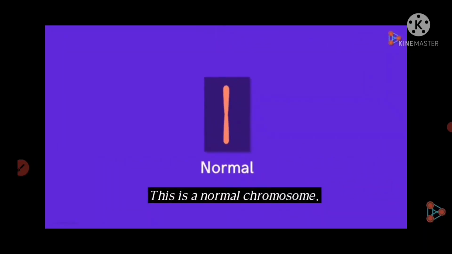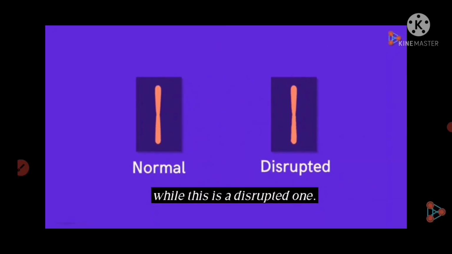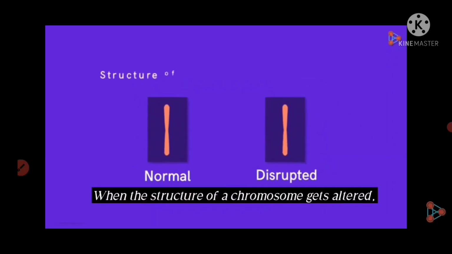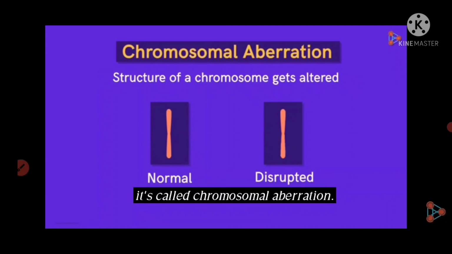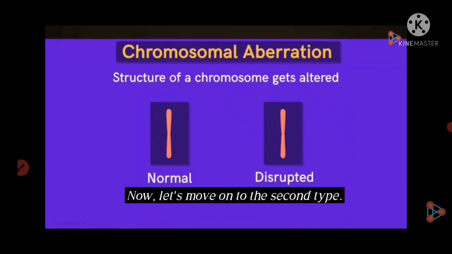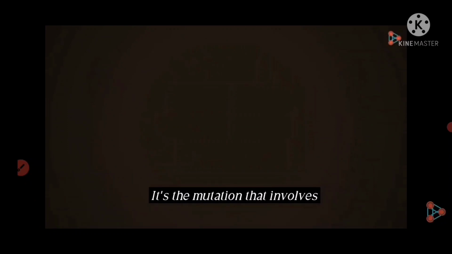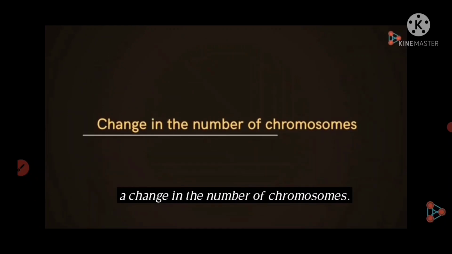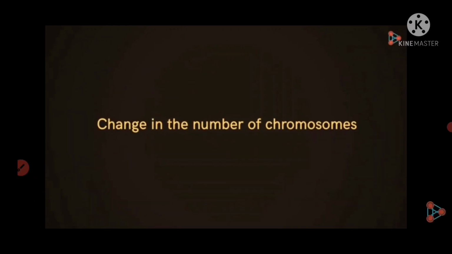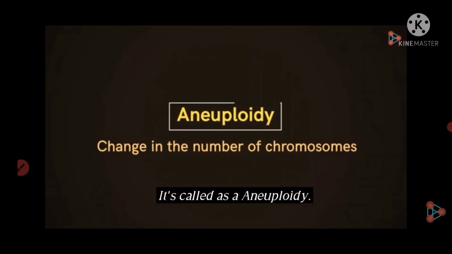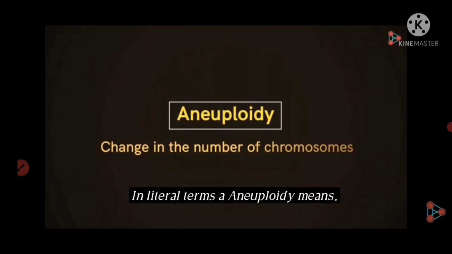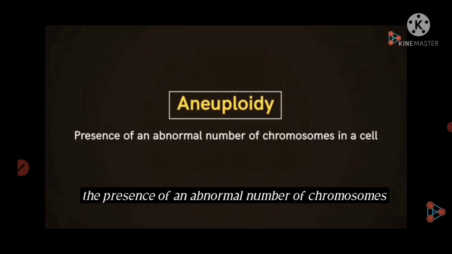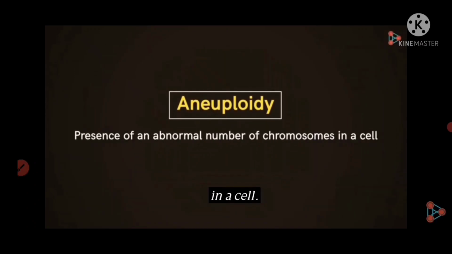This is a normal chromosome, while this is a disrupted one. When the structure of a chromosome gets altered, it's called chromosomal aberration. We have seen this. Now let's move on to the second type. It's the mutation that involves a change in the number of chromosomes. It's called as aneuploidy. In literal terms, aneuploidy means the presence of an abnormal number of chromosomes in a cell.